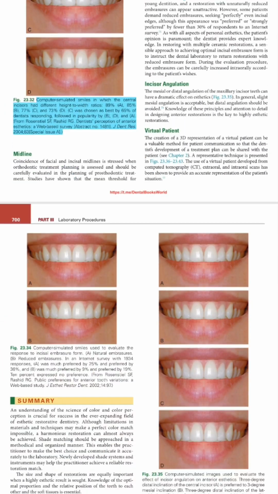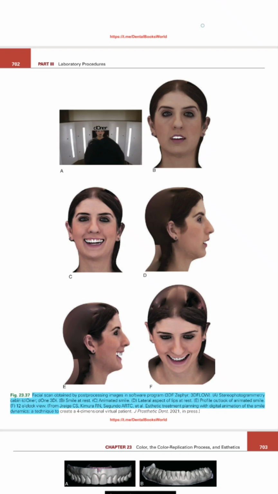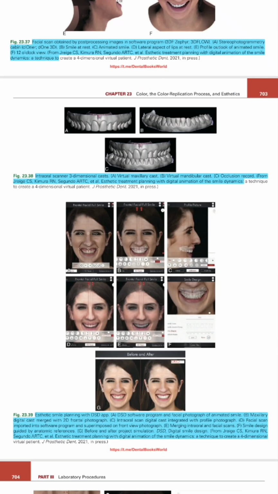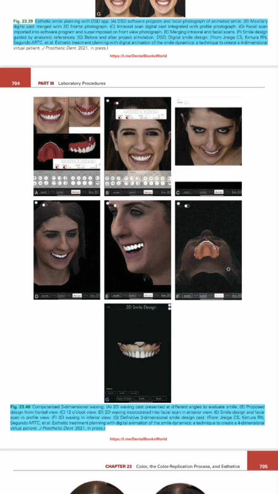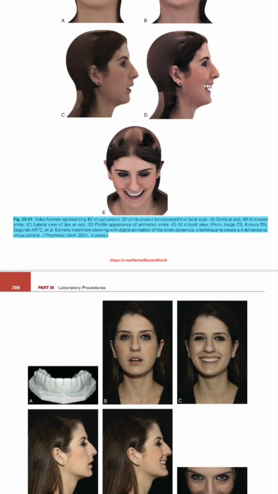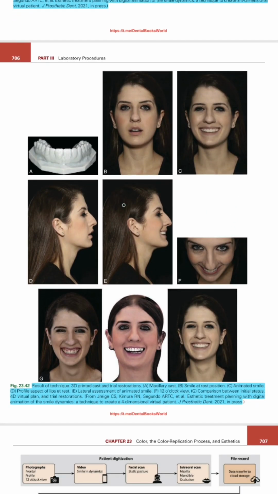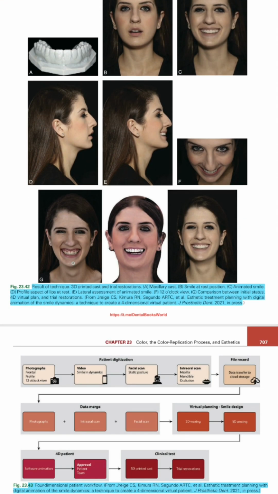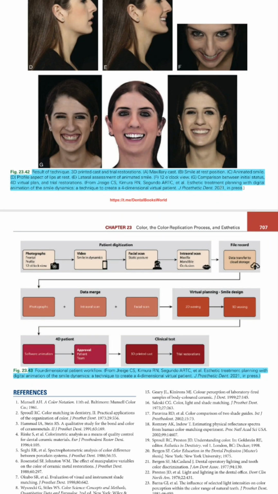At the end of the chapter, they discuss the concept of smile and digital smile design, and they show a case where the patient has a gummy smile and a high smile line. Photographs were taken. A full 3D scan was made of her head, and an intraoral scan was made of her teeth. Then the digital smile design was made using the software. After we got the optimum results, a 3D printed cast was made and a trial restoration was tried in her mouth, and we can see the big difference between the two. This happened due to the aid of technological advances. That's it. Salam.